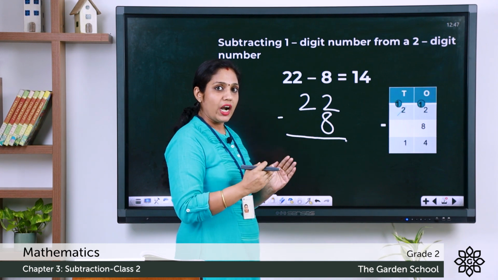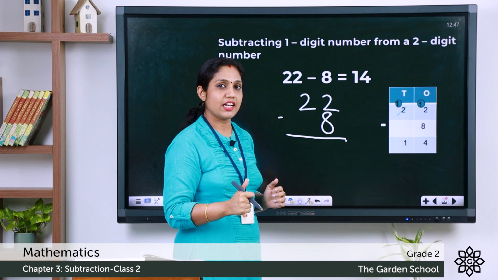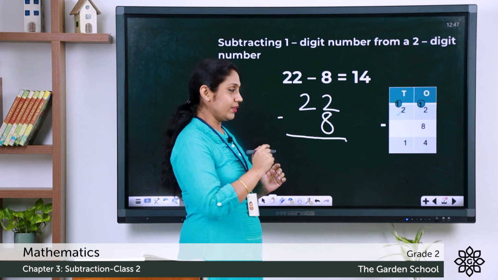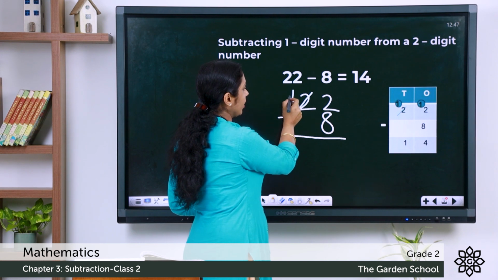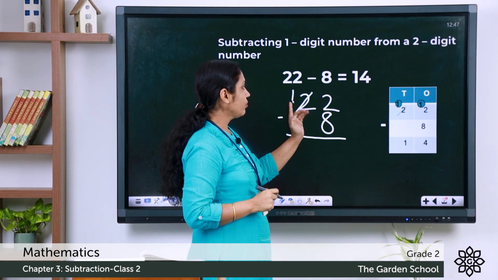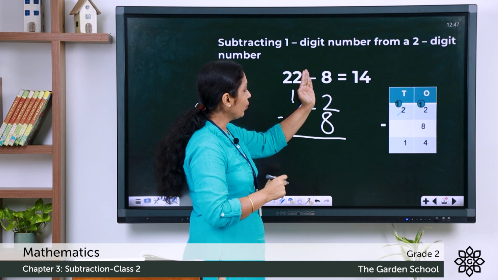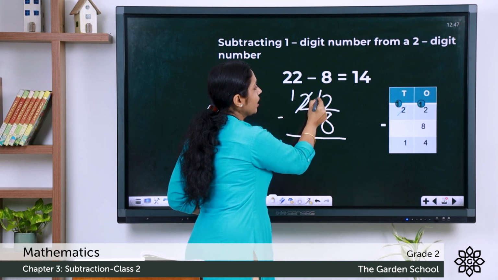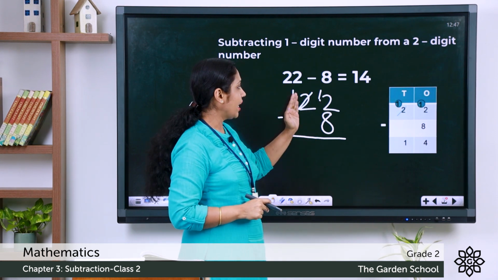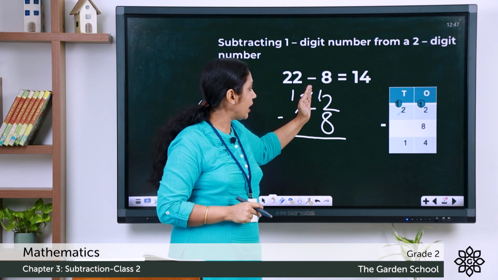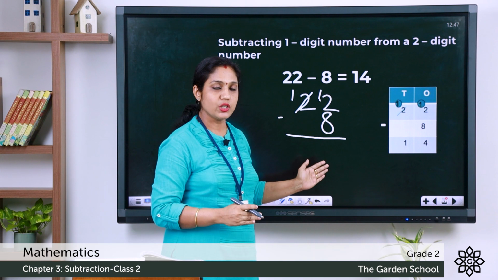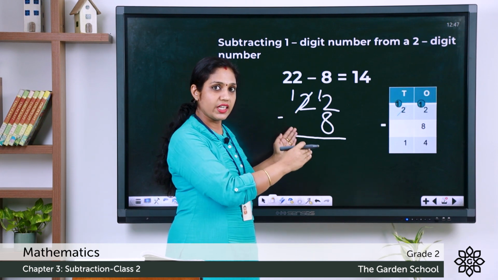If we take 1 from 2, how much is left there? 1. And so we are cutting here and writing 1 here. And that 1 which we are borrowing from here, we are taking it and writing in the ones place. Now it has become 12 in the ones place. Now check 12 minus 8. Are we able to subtract? Yes, 12 is a greater number.